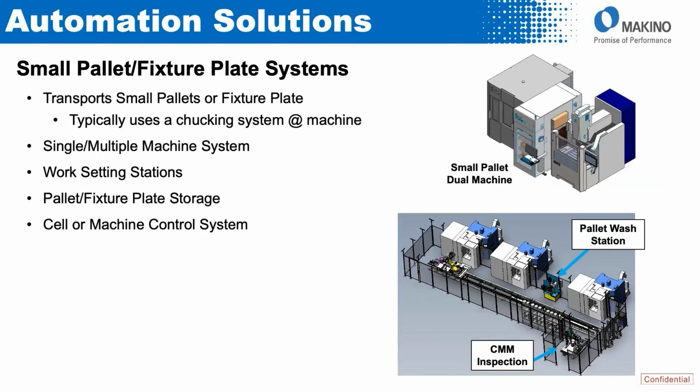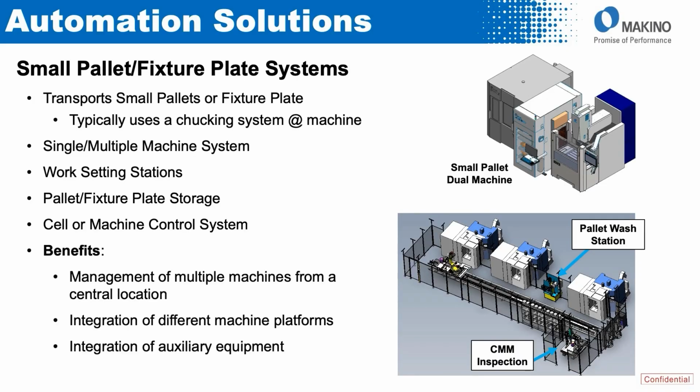The next type I want to talk about is small pallet fixture plate systems. This is where we're transporting a fixture plate or a small pallet between machining centers, but there's some type of chucking system, such as an Erowa, a Schunk, or a System 3R chucking system, within the machining center. That's what the pallet or fixture plate is chucked or fastened to when it's loaded into the machine. Once again, there can be single or multiple machines, work setting stations, and pallet fixture storage, and we're still typically using a cell controller. On the smaller cells with a single machine, we're only using the machine control to control the flow of pallets in and out of the machining center.